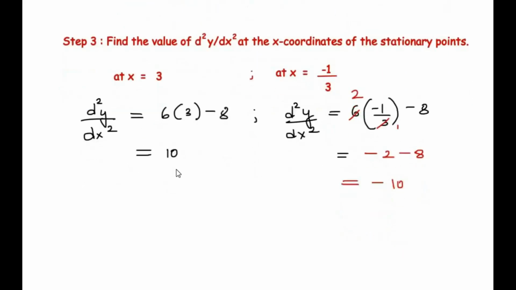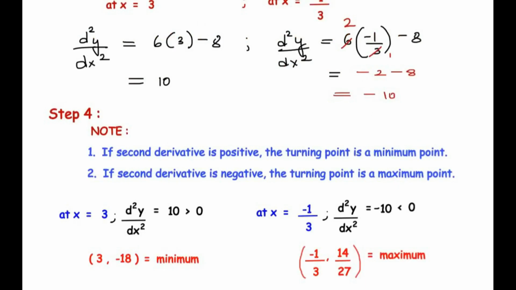Now comes the step number 4. For step number 4, you have to remember two things. If the second order derivative is positive, the turning point or the stationary point is a minimum point. So here at x equal to 3, we had got the second derivative as a positive number, which was 10. So the coordinates of the first stationary point, that is 3 comma negative 18, is a minimum point.